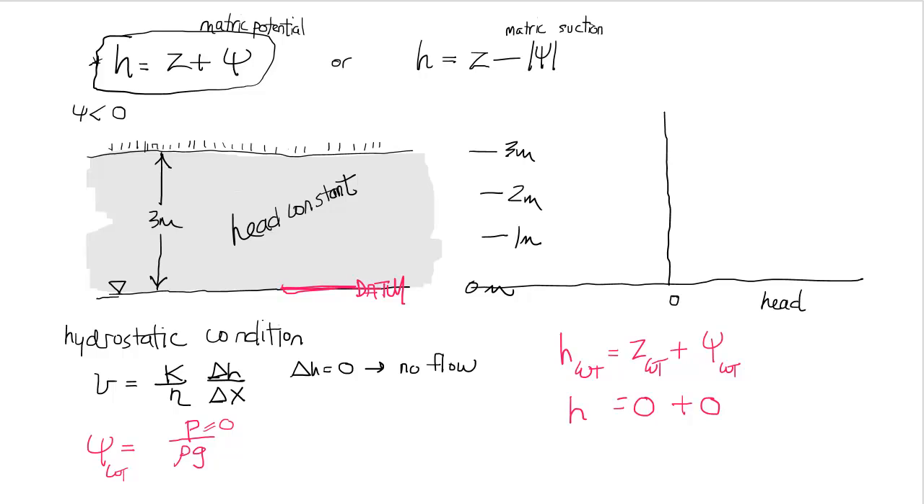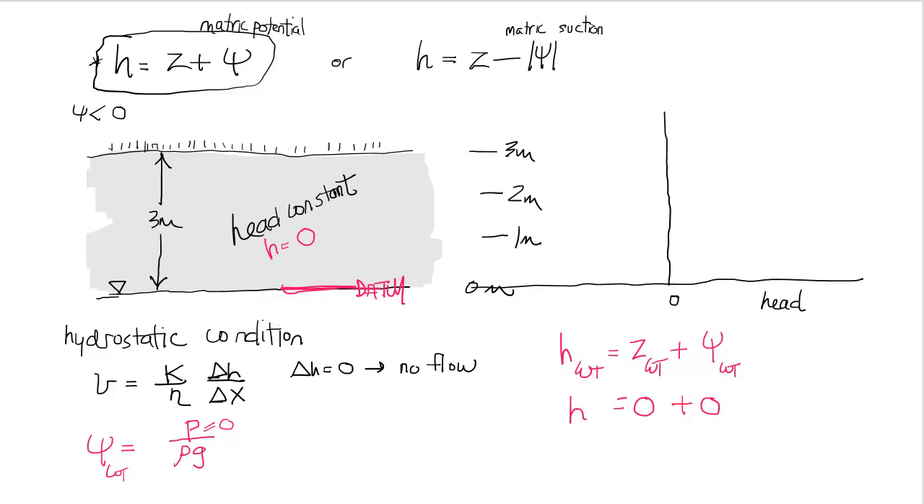So that makes it really easy. If the head at the water table is zero, and the head within the entire gray zone here, the unsaturated or soil zone, is always the same, then the head everywhere here, using the datum as the water table, has to be a constant of zero. The head here is everywhere zero. So if I were to plot on the same vertical axis, this is a vertical axis, right?